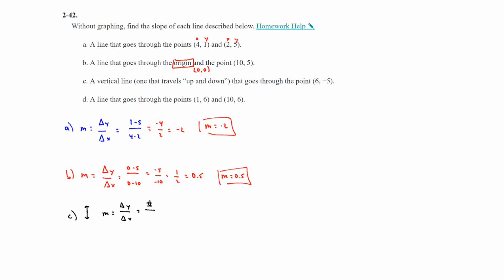But what the big thing is, the change of x, it's not going left and right, so the change of x will always be 0. So what is a number divided by 0? Well, you can't divide by 0, so it's undefined. So with a vertical line, we get an undefined slope.